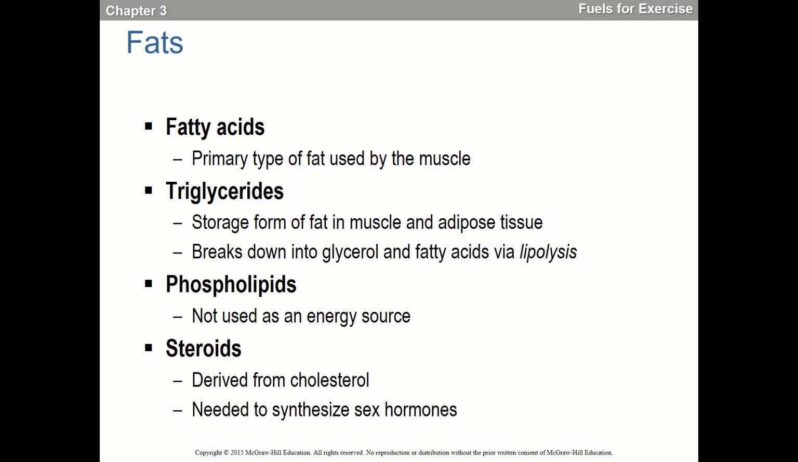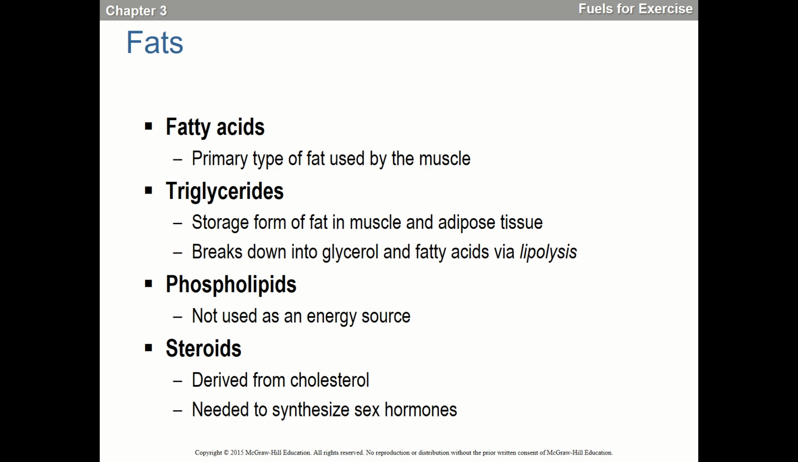Now, triglyceride. This is the storage form. We store fat in our fat cells, obviously, called adipose tissue. And we also store it within our muscles, called intramuscular triglycerides. I want you to write that down. We store a fair bit of fat in our muscles, IMTG, intramuscular triglycerides. That's normally the acronym used for them.